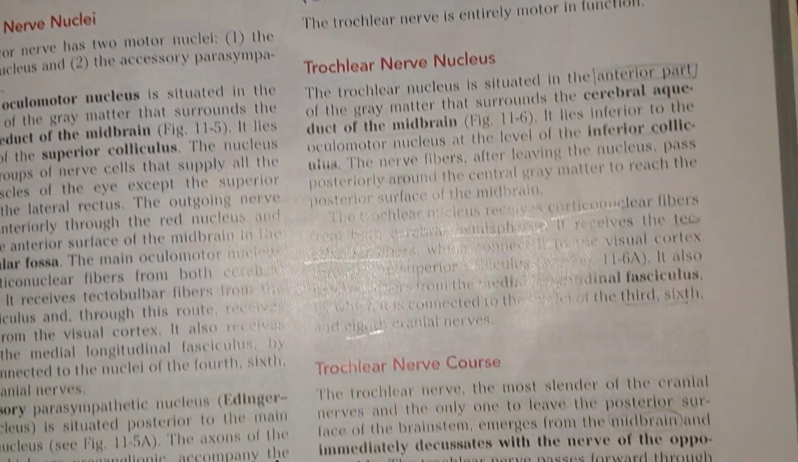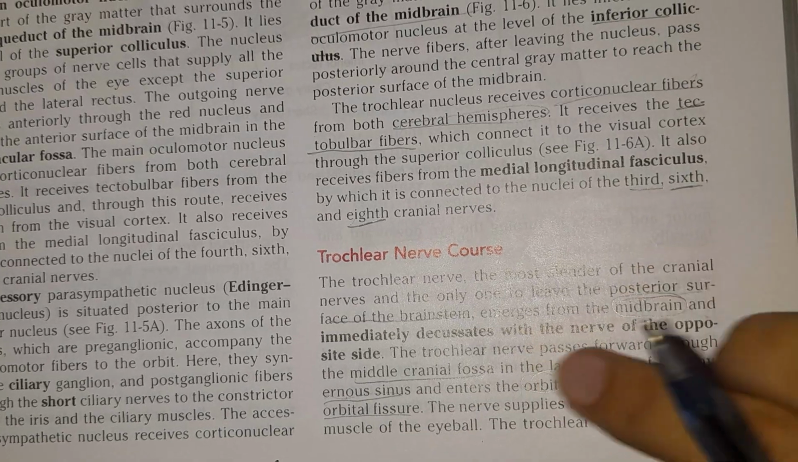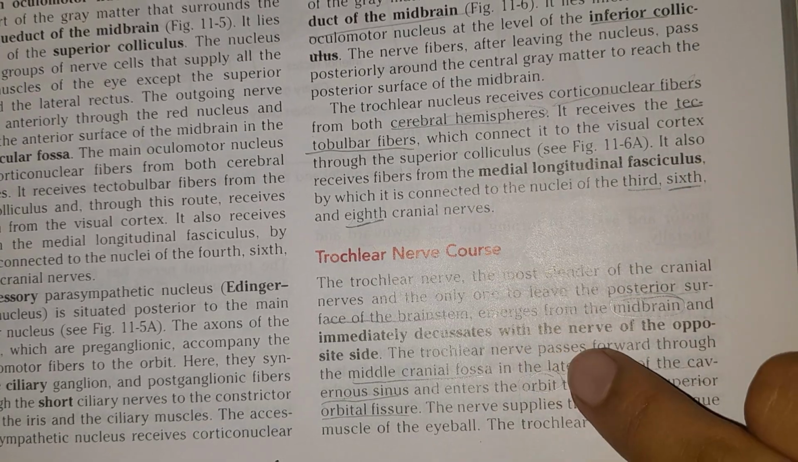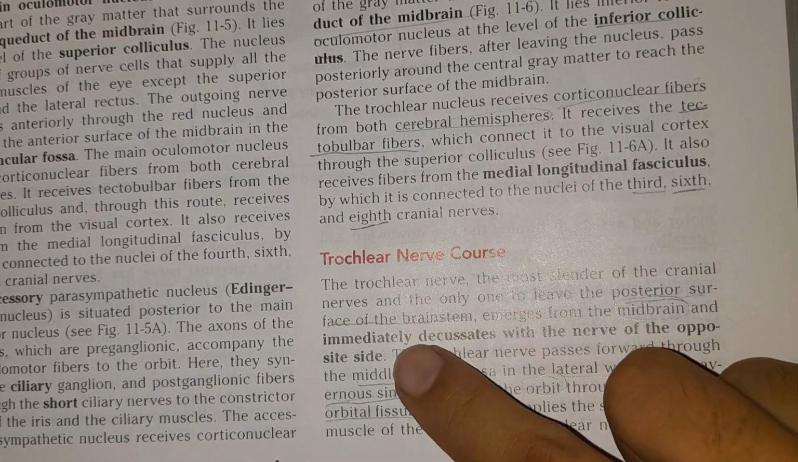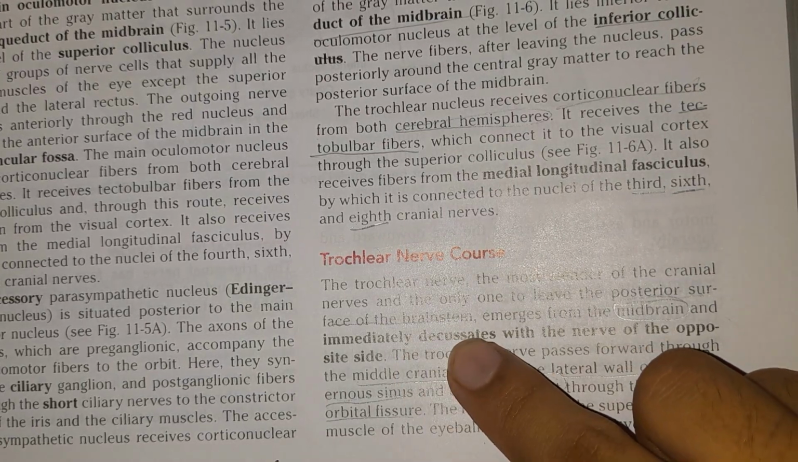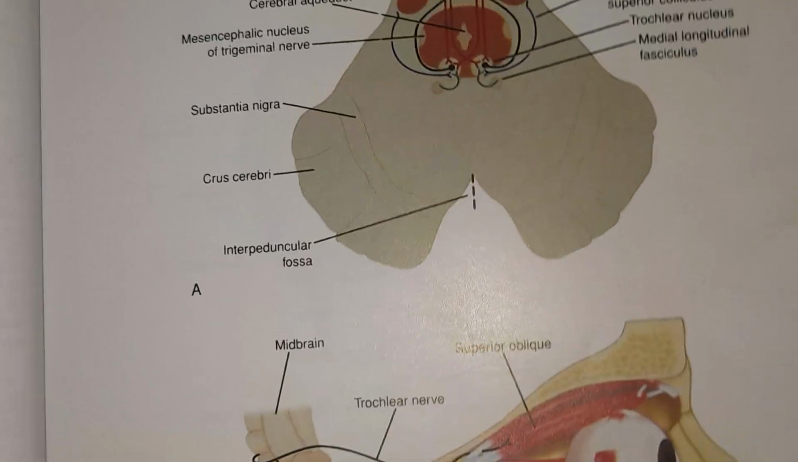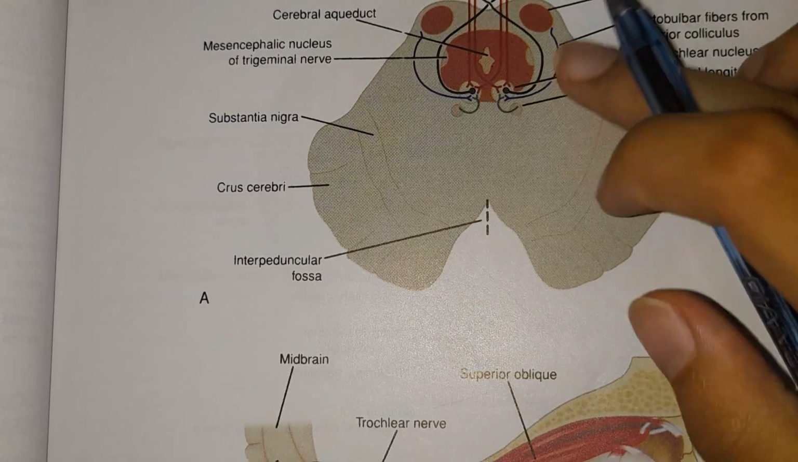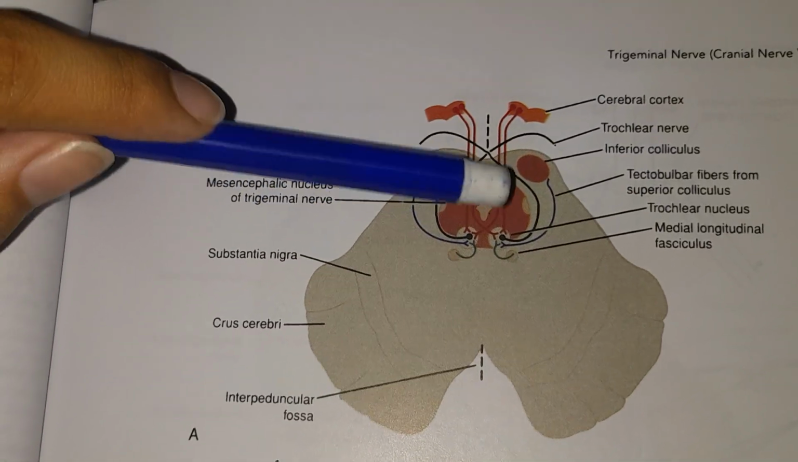Now we are going to discuss another thing, which is the course of this trochlear nerve. One thing I've told you about this course is that as soon as the trochlear nerve leaves the posterior side of the midbrain, it decussates. So we can see the decussation word written over here, and we can see the decussation occurring over here, on the posterior portion of the midbrain.